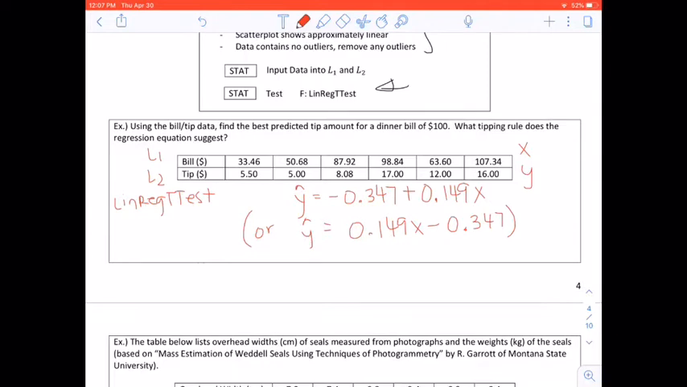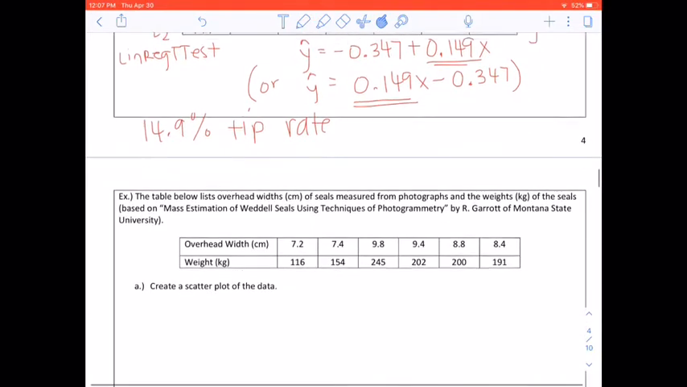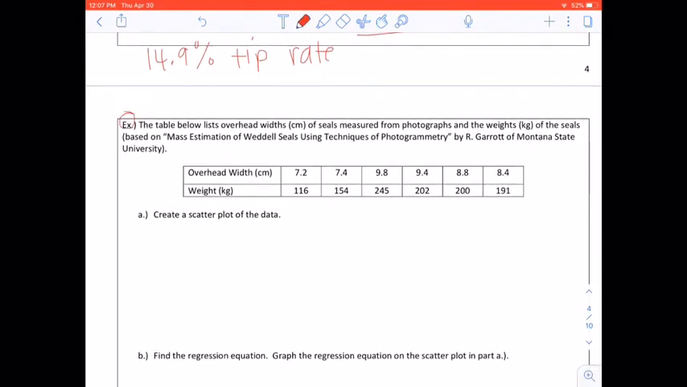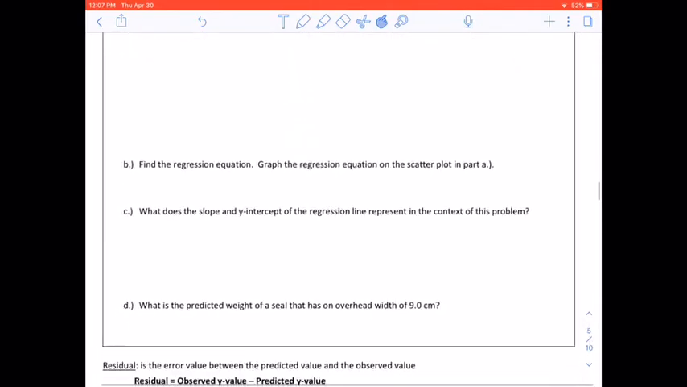And so what is the rate that we are tipping? That is like your slope, the percent that we would have here, the value that's with the x. And so it's a 14.9% tip rate. We get a little bit more into that later on. On the next page, there's another example that we will work out together. So I'm going to go ahead and circle that, and we'll look at that in our little mini lectures.